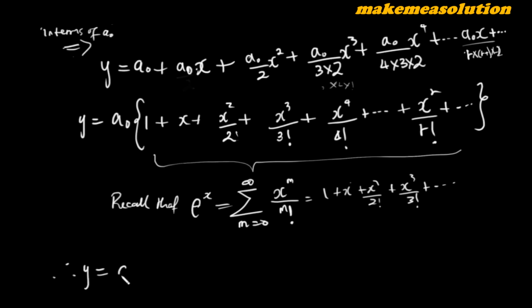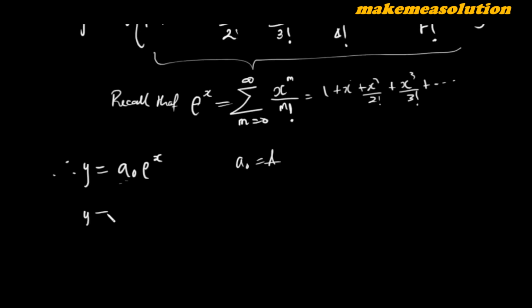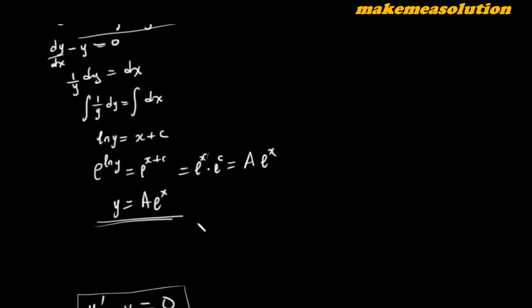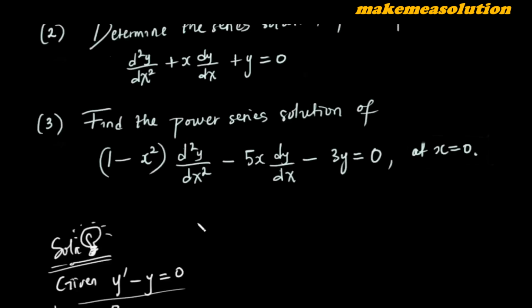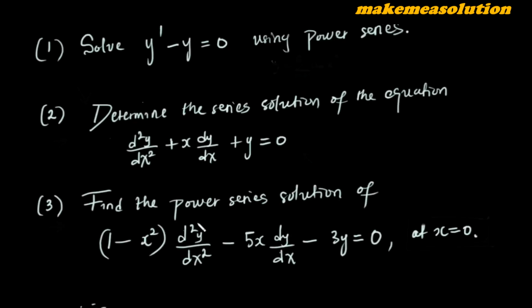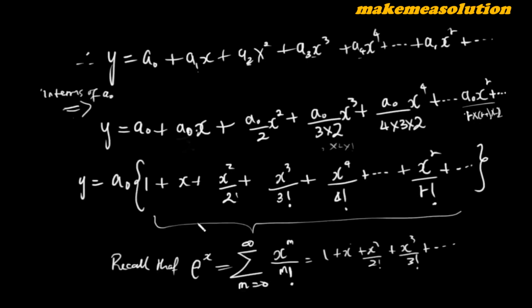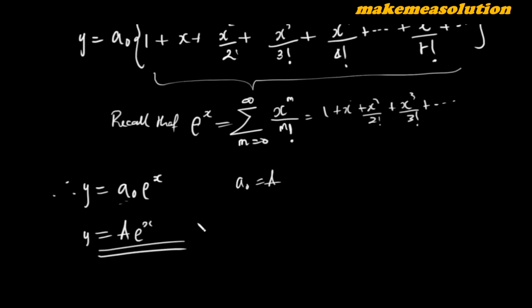Therefore y is equal to A naught, and the whole of this is what? Exponential x. So A naught is an arbitrary constant. We can call our A naught A. We can call it anything we want. So y is A exponential x, and this conforms to what we actually got earlier up here when we solved with the variable separable technique of ordinary differential equations. So you see that this is a simple and straightforward solution to problems like this.